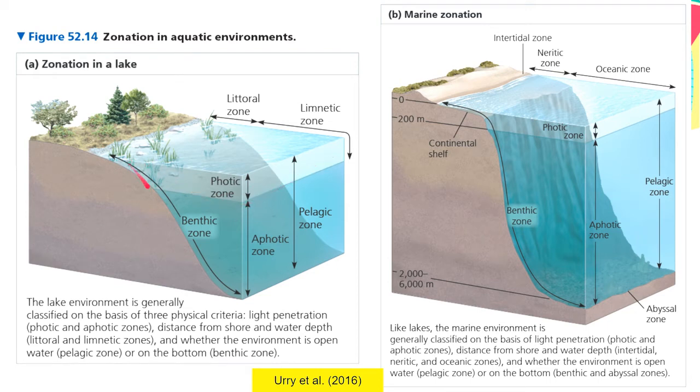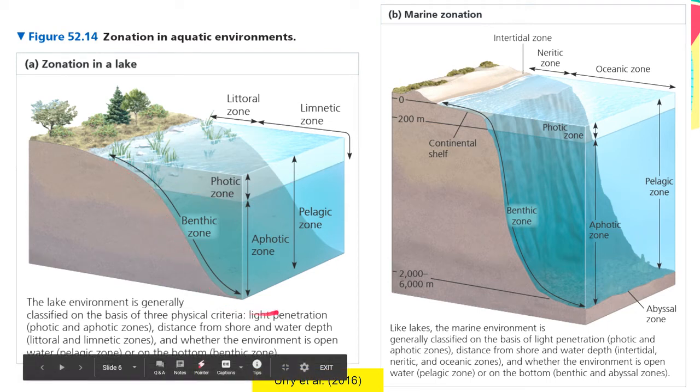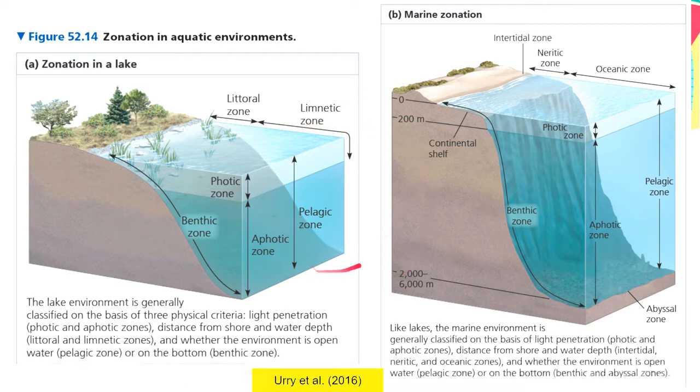Now, the benthic zone, that's the part of the lake that's sloping downwards. And the pelagic zone is the open lake, or open water part, of this freshwater biome.